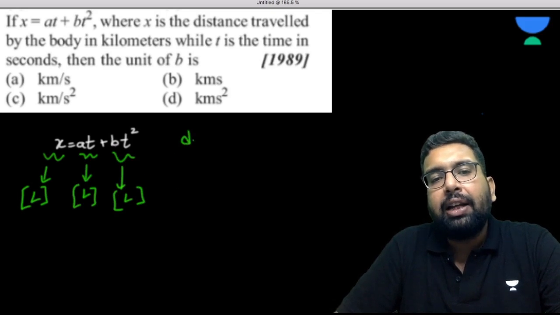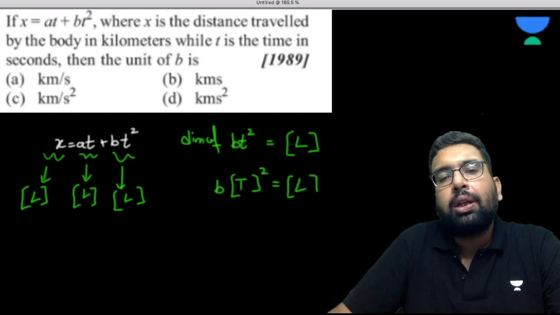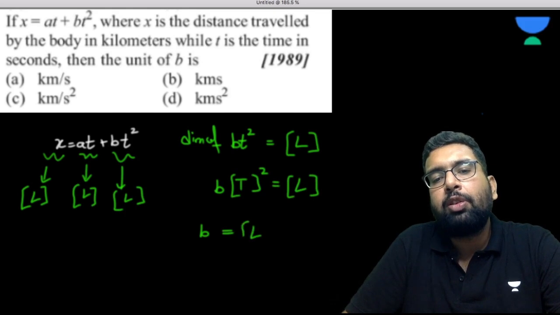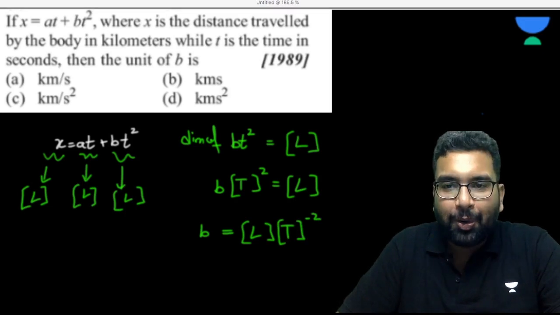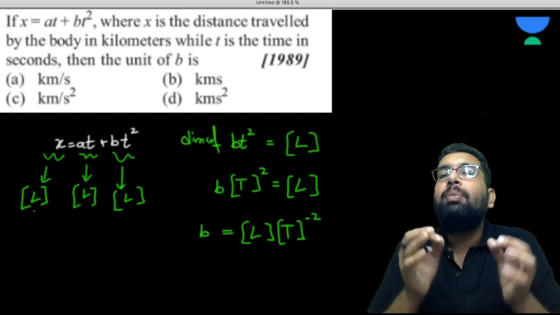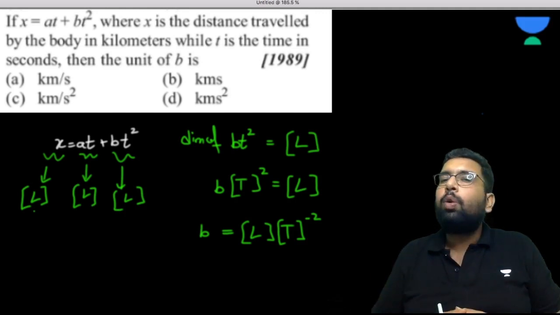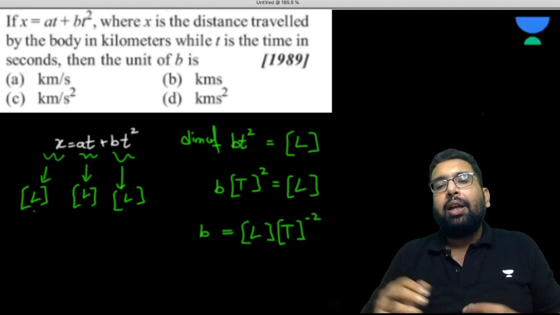So the dimension of b t square is equal to L. This t square is what? T is the time, so it is t to the power 2 and this is L. So what is the dimension of b? The dimension of b is L t to the power minus 2. And we all know the meaning of dimensions: dimensions are the powers to which a fundamental dimension or fundamental unit is raised to express any derived physical quantity or derived unit. So L T minus 2.